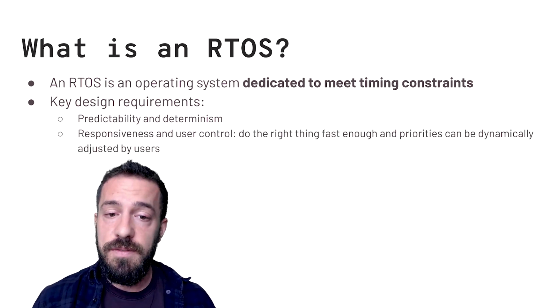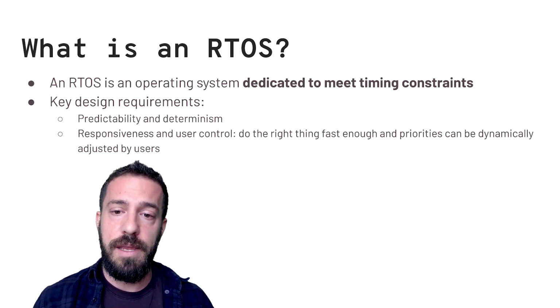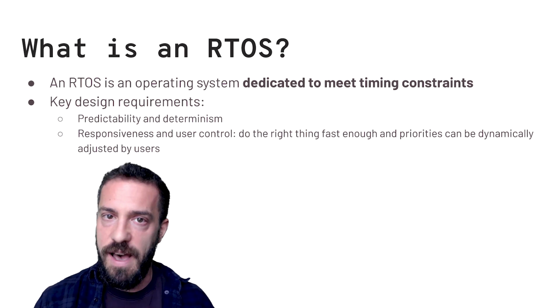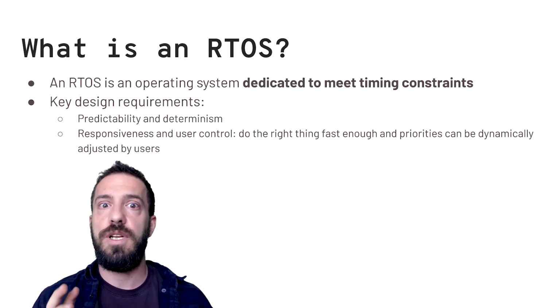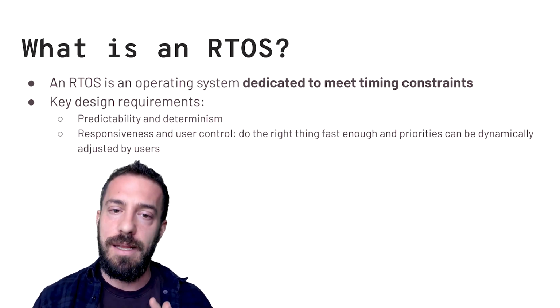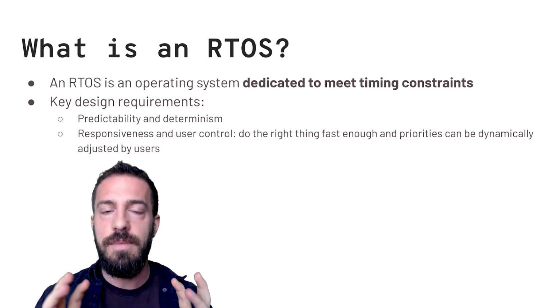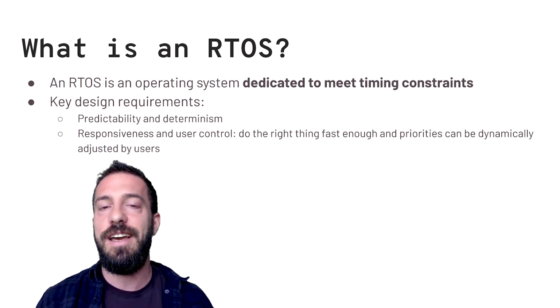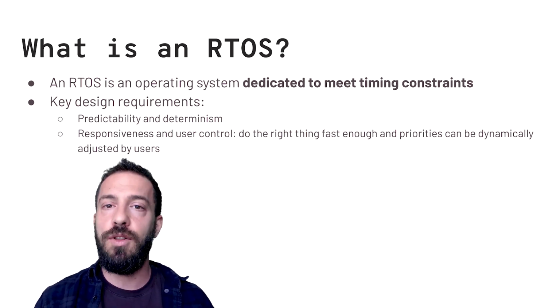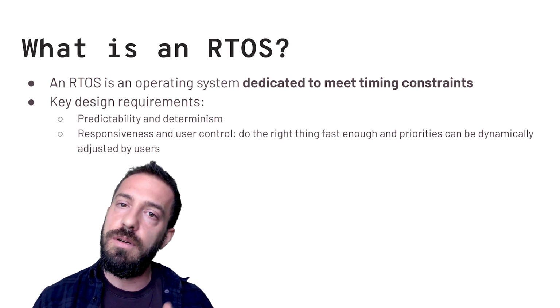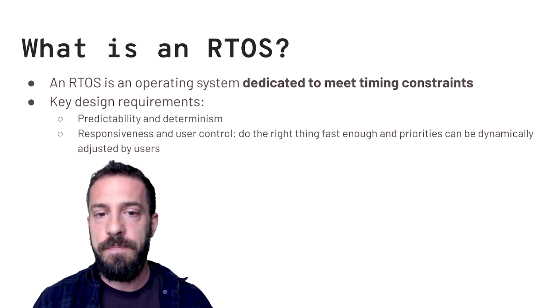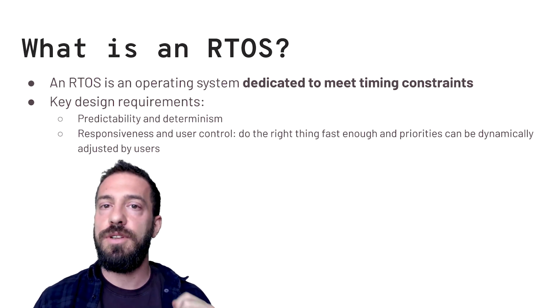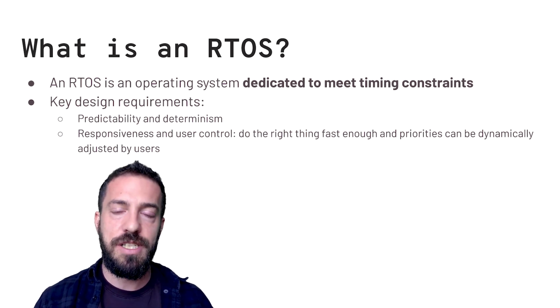Second, it has to be responsive and it has to be properly controlled by the user. So you have to do the right thing fast enough. Fast enough doesn't mean fast, right? It doesn't mean that I need to respond within nanoseconds. You may respond within a minute. As long as your system can afford that you sample every minute, it's okay if your operating system has an upper bound of one minute. So again, don't confuse high performance with real time. Fast enough means within the constraints that the process engineer has set for the actual process.